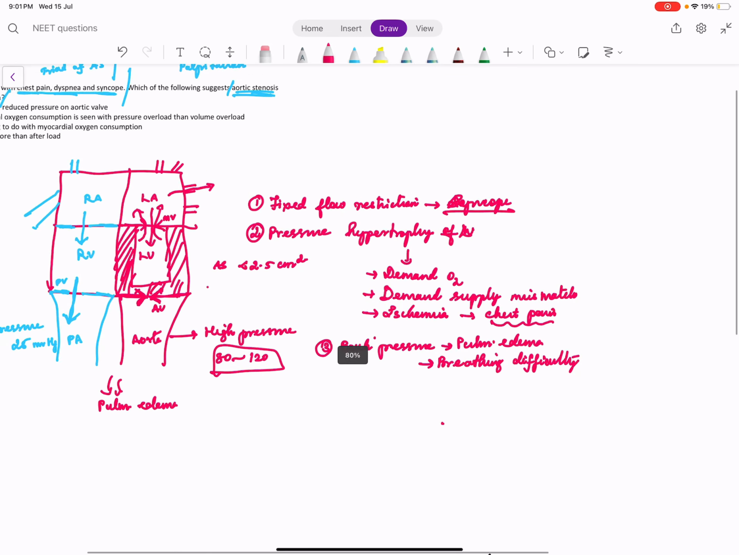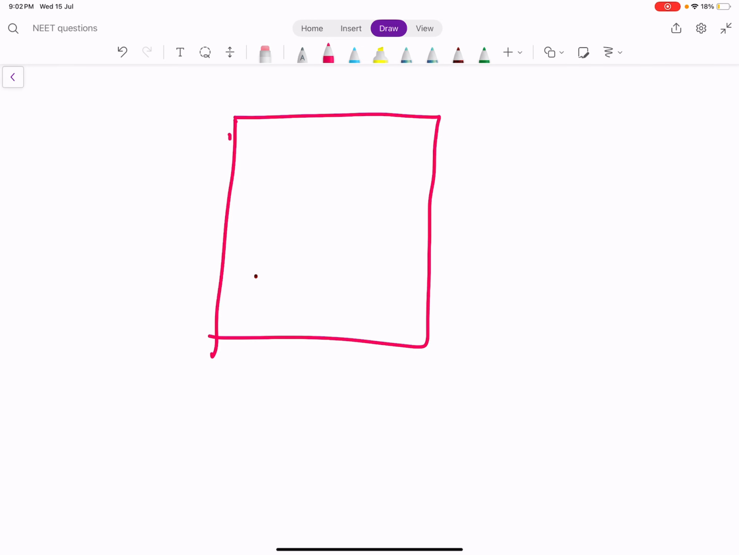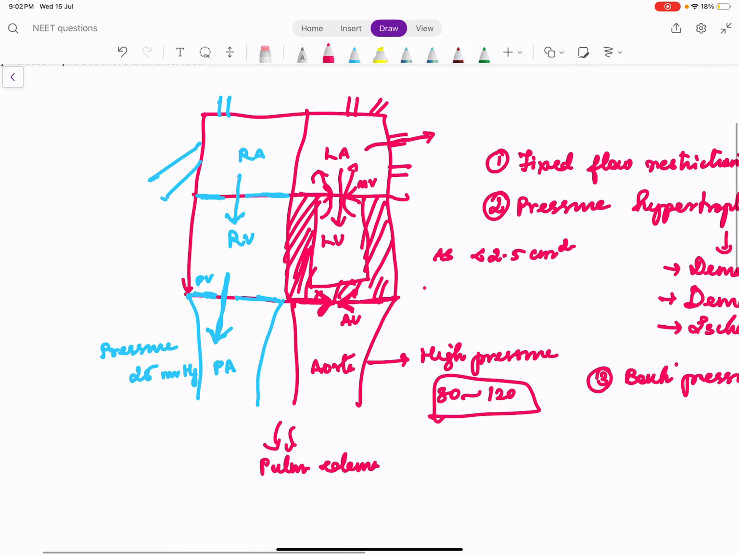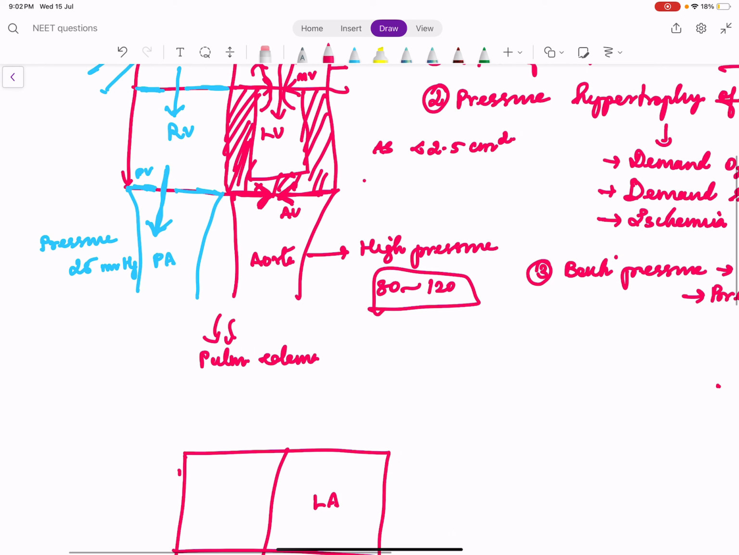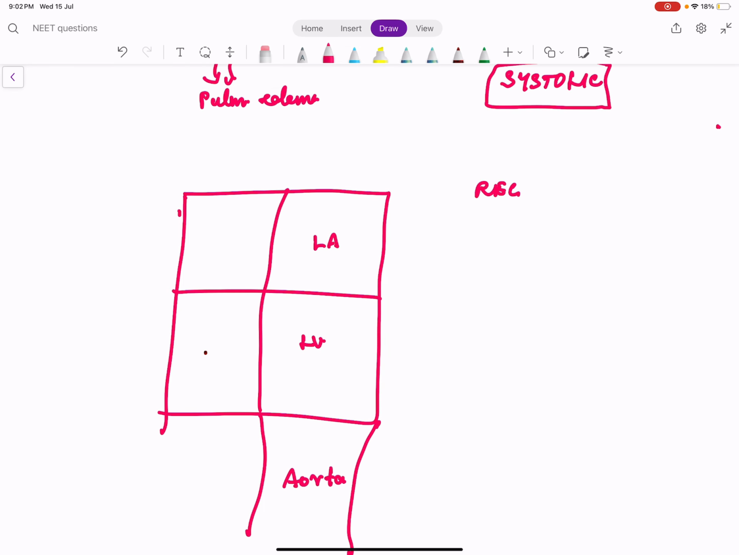Now on the contrary, what happens in aortic regurgitation? We'll draw a diagram like this again. We'll concentrate only on the left part. Remember, stenosis, whether it is mitral stenosis or aortic stenosis, is always a systolic problem. Blood does not enter from the left ventricle to the aorta during systole, whereas regurgitation is a diastolic problem.